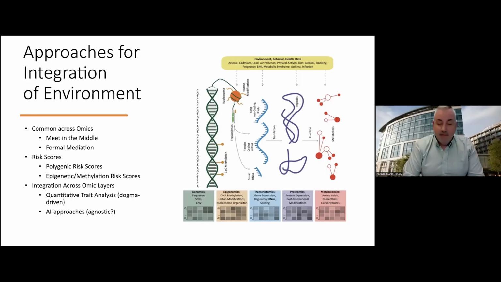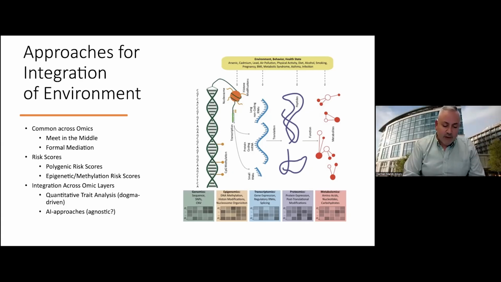We'll talk a little bit about meet in the middle type approaches. We can also think about causal frameworks with formal mediation tests. We can think about risk scores, and I think this came up a little bit yesterday in some discussion of genetics and Mendelian randomization. But I also think that this could be a possibility with epigenetic features. And that also came up yesterday in the discussion to think about what might the future be with using epigenetic risk scores.